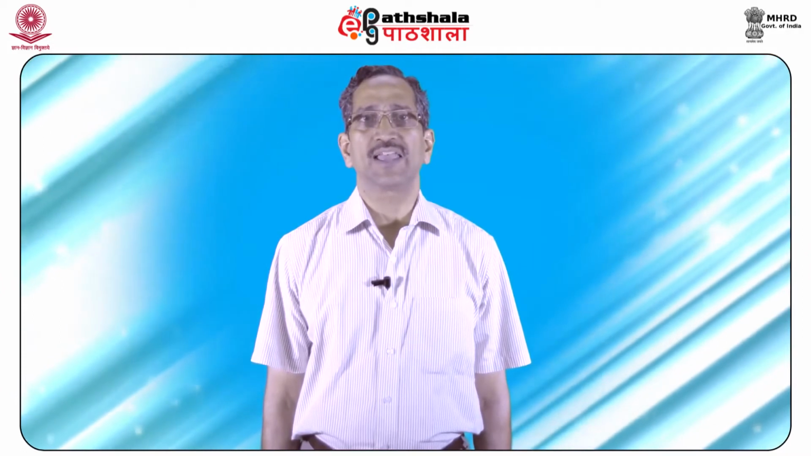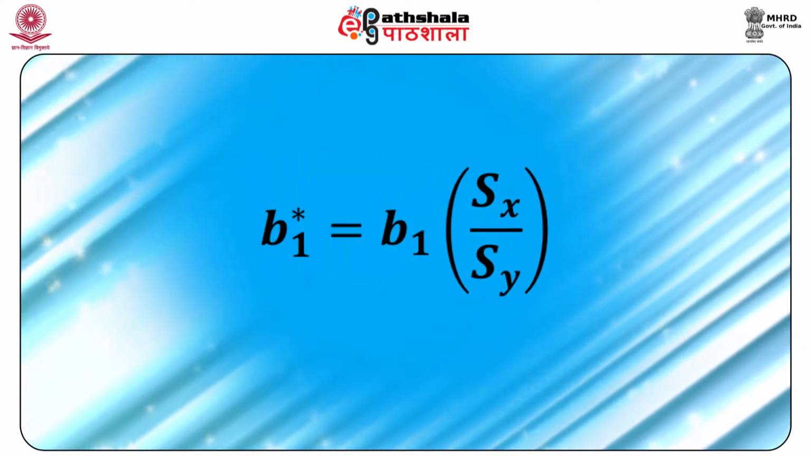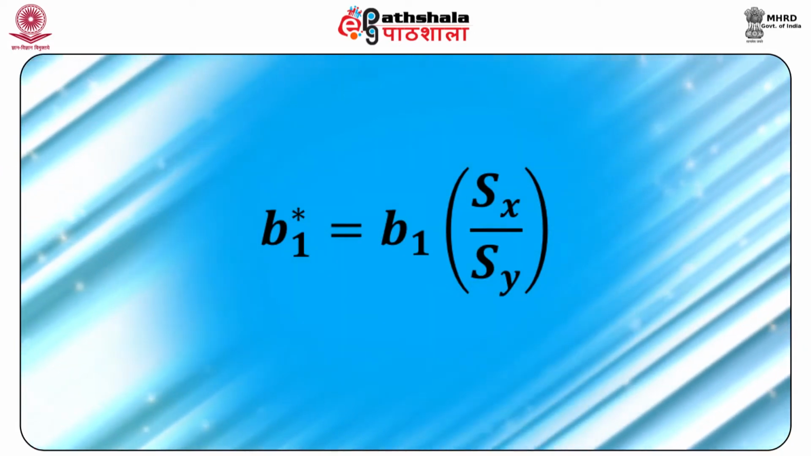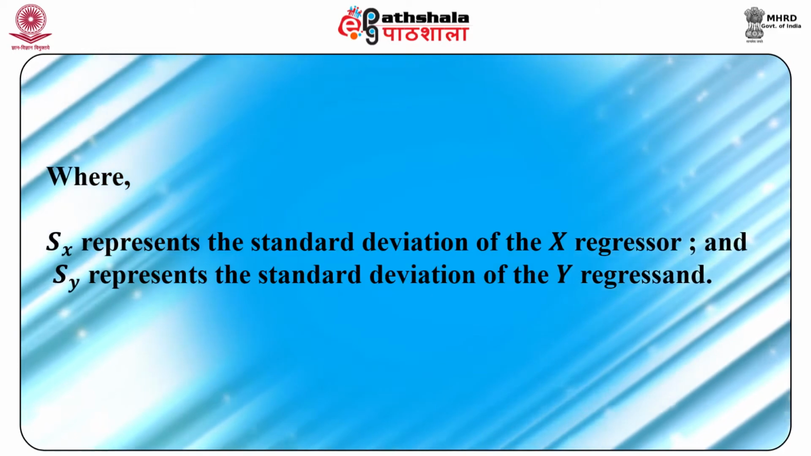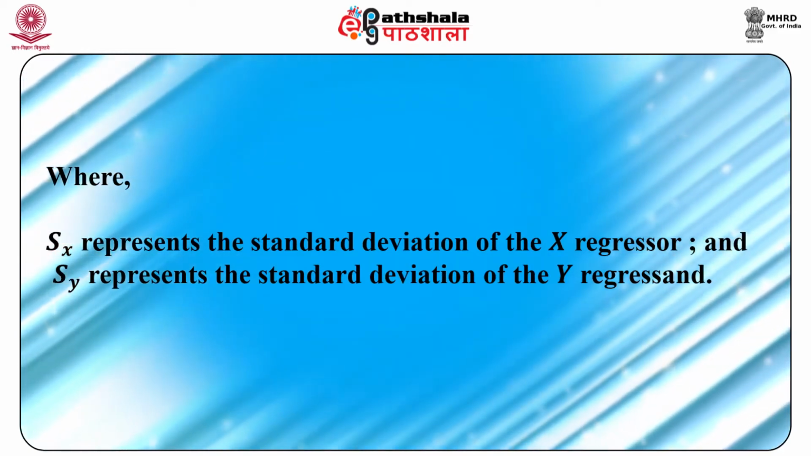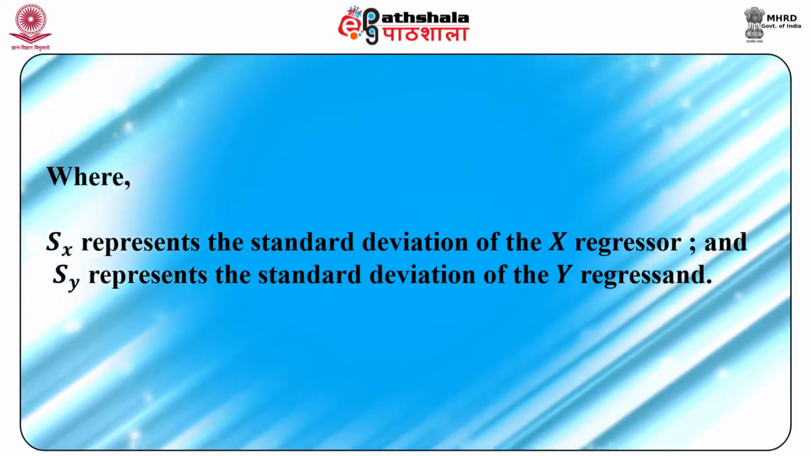Now, there are two things to be noted in this. First, the notion of R square is not applicable to standardized regression, as it is regression through origin, which we have discussed earlier also. Second, there is a relationship between the regression coefficient of the standardized model and the traditional model. The relationship for the bivariate case is as follows: b1 star is equal to b1 into sx upon sy, where, as we said earlier, sx represents the standard deviation of the x regressor, and Sy represents the standard deviation of the y regressant.